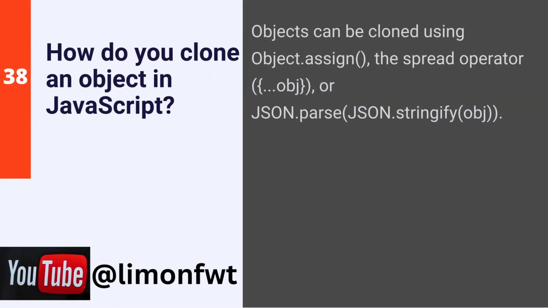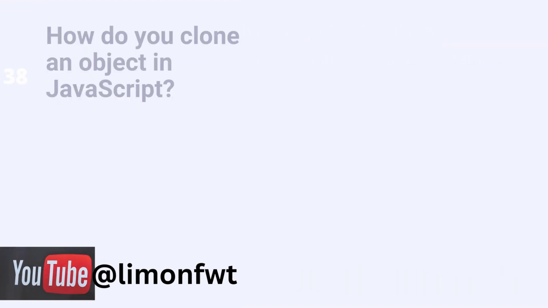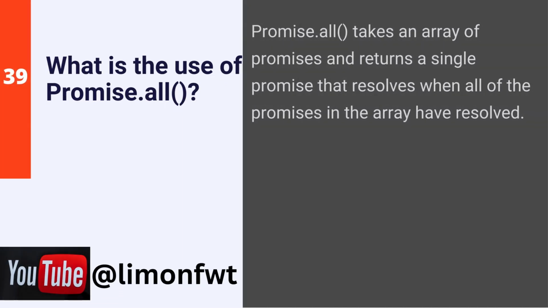How do you clone an object in JavaScript? Objects can be cloned using Object.assign, the spread operator, or JSON.parse(JSON.stringify(obj)). What is the use of Promise.all? Promise.all takes an array of promises and returns a single promise that resolves when all of the promises in the array have resolved.